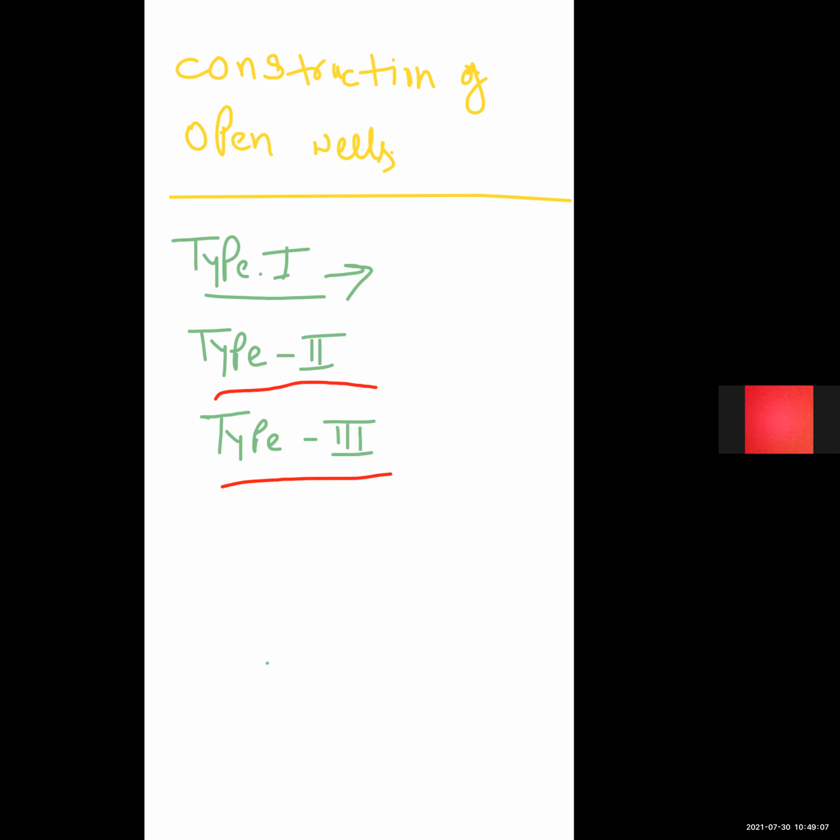Next is the type 3 well, which is the kacha well. These are temporary wells of very shallow depth and are generally constructed by cultivators for irrigation water supplies in their fields.